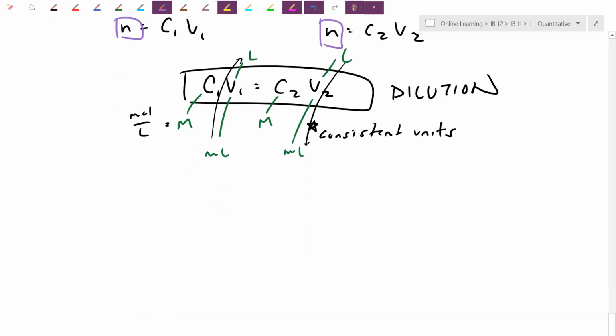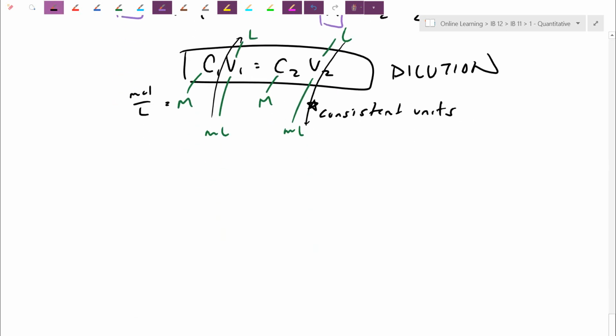So let me just show you how this dilution question is typically worded. Let's say I'm preparing for a lab here, and what I need is to make 250 milliliters of 3 molar HCl. So if I had a full liter, I want there to be 3 moles. I don't have a full liter. I only have a quarter of a liter here.